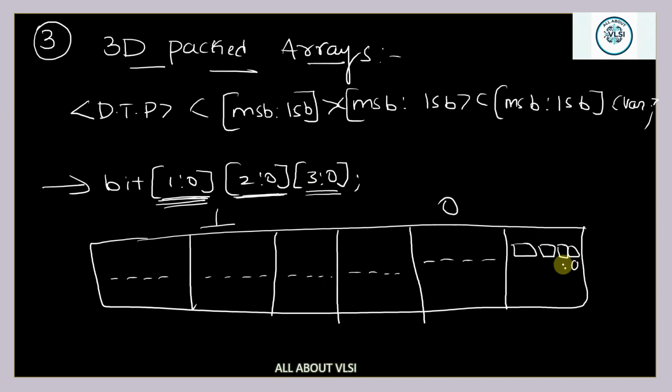And the index is again 0, 1, 2, 3, 0, 1, 2, 3, 0, 1, 2, 3, and so on. Okay. So this is how your 3D packed array is going to look. Now, how many bits of data can we store in this 3D packed array?